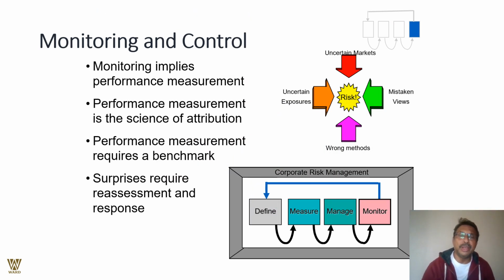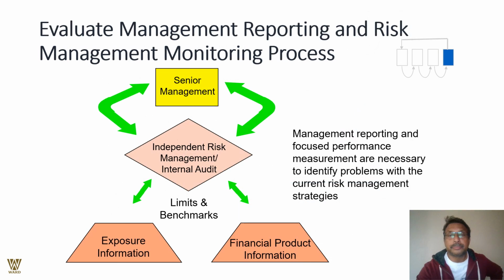Monitoring and control. Monitoring implies performance measurement. The last step is what we are talking about. It implies performance measurement. Performance measurement is a science of attribution. Performance measurement requires a benchmark. Surprise requires reassessment and responses thereby, as and when basis, what you need to do, how you should be going ahead with it. This is what every person needs to answer.